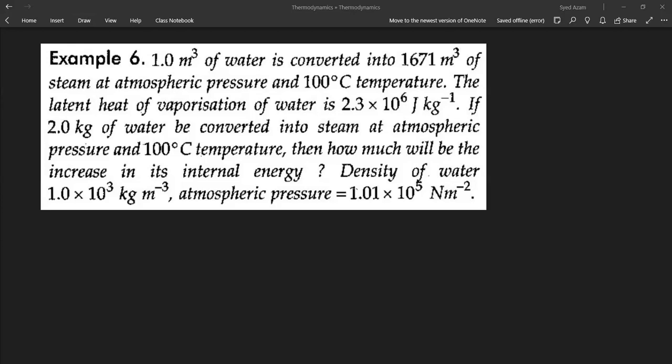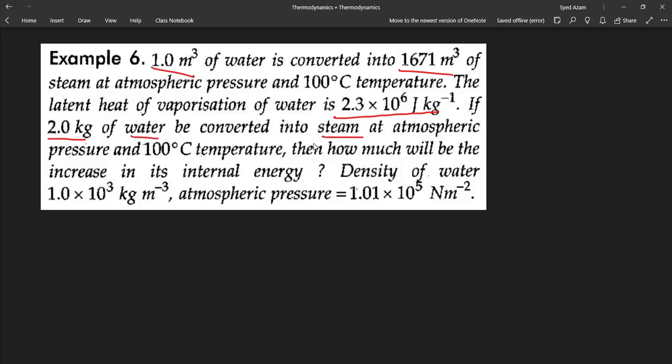See, what does this question say? It says 1 meter cube of water is converted into 1671 meter cube of steam at atmospheric pressure and 100 degrees Celsius temperature. Now, the latent heat of vaporization of water is given: L_V is 2.3 into 10 to the power 6 joules per kg. And 2 kg of water is converted into steam.